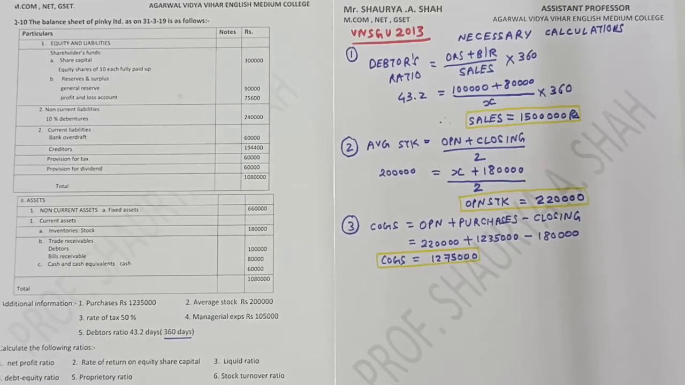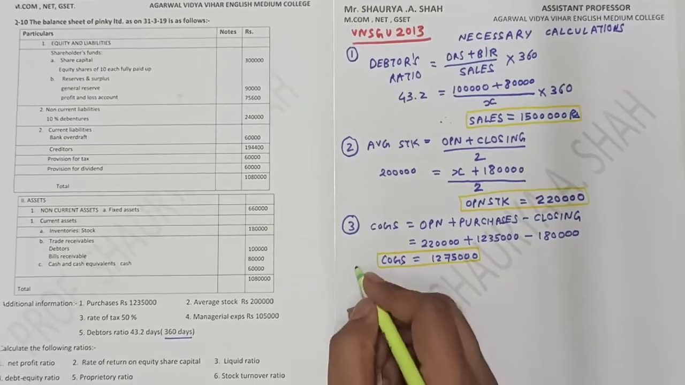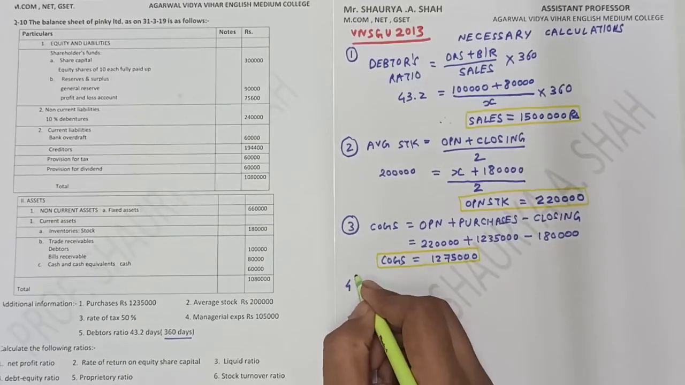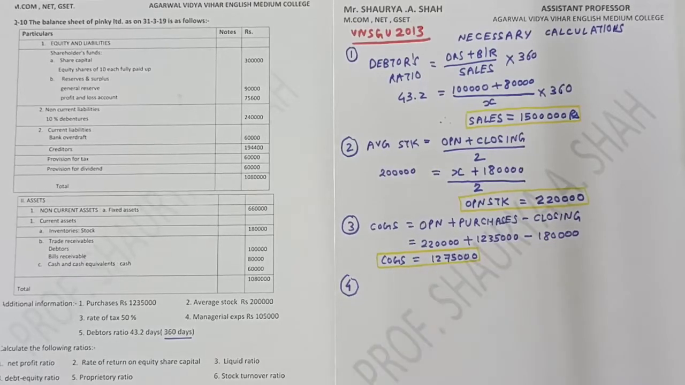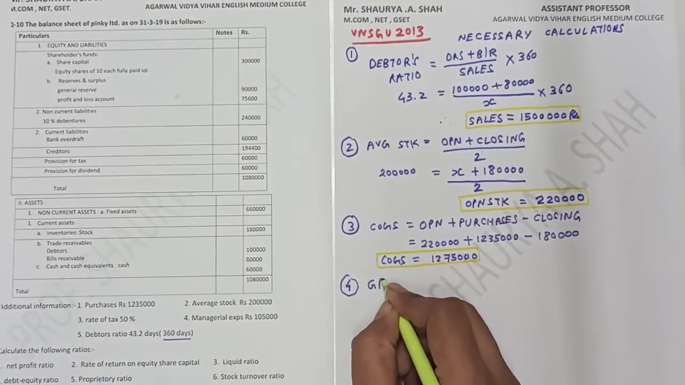Fine. Now the next thing, students, is to find out the gross profit, right? Why is gross profit required? Gross profit is required for finding out, again, the net profit ratio, right? We are not being given net profit, so on the basis of gross profit we'll be finding the net profit, right? So what do you mean by GP, students? How can you find it?